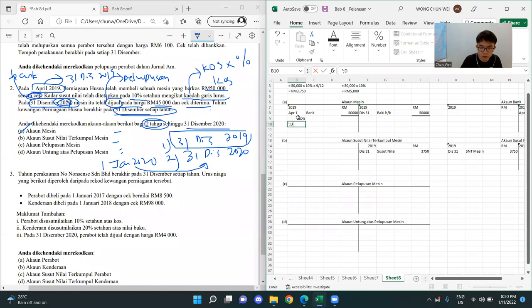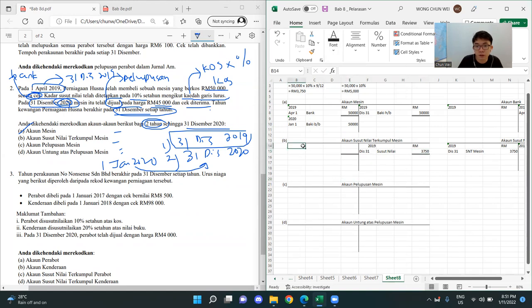So the next year, after this year, we start from January 1st. So baki HB, bawah ke bawah becomes BB. So here, this one will be 50,000. So same for your SNT, double line, 2019, Ringgit Malaysia 3,750, December 31st, baki HB.